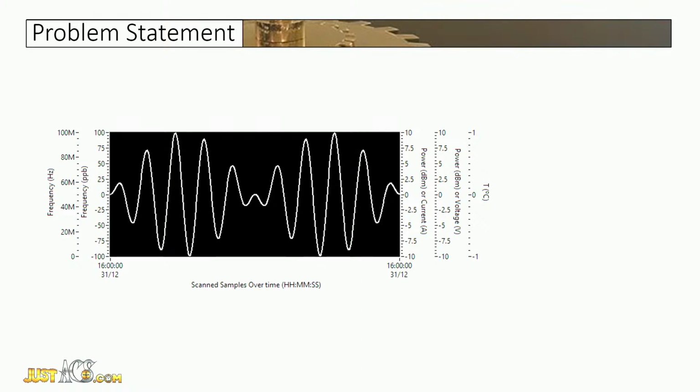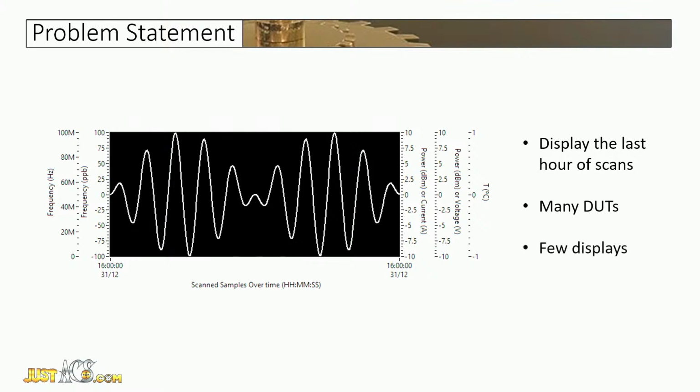His company makes crystal oscillators, and they test a fair number at a time. One of their racks will test 40 of them going at once for an extended period of time, like days. He calls it the aging rack. He's doing scans, taking signals out of these things, and he wants to display the last hour of scans for a DUT that he wants to look at right now. But as I said, he has a bunch of them, and he doesn't want a big old screen with 40 little tiny graphs on it. He wants to pull up one or two.